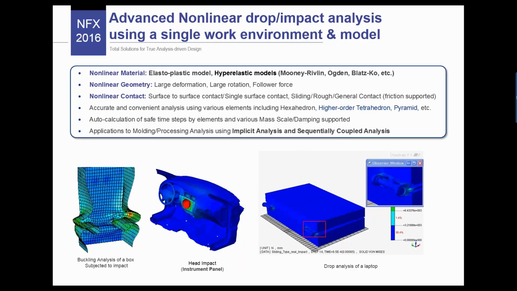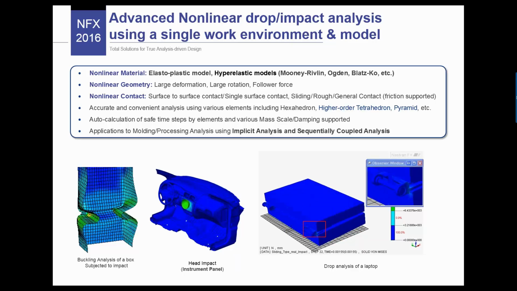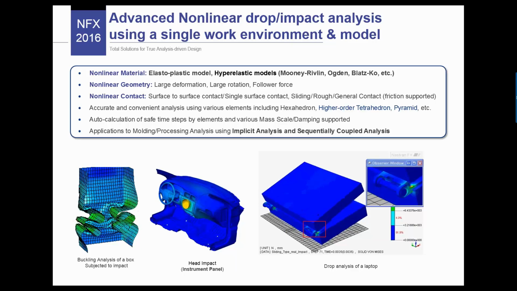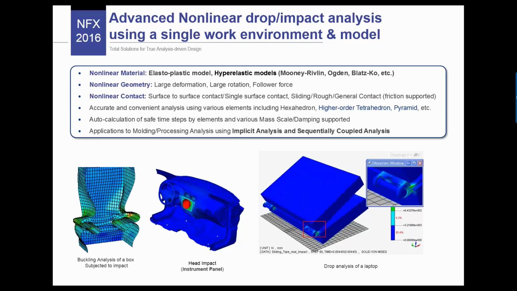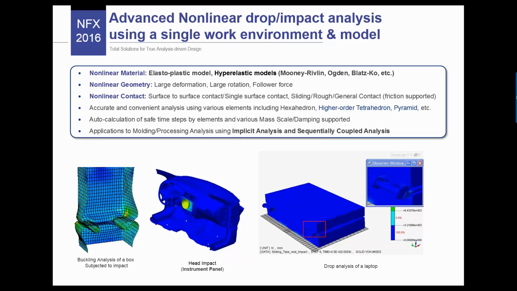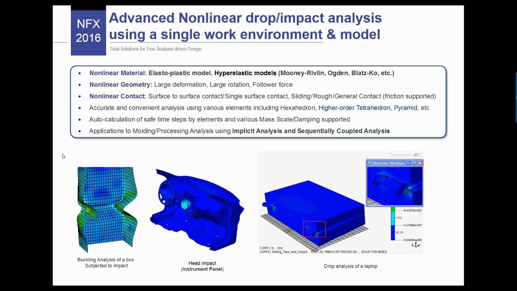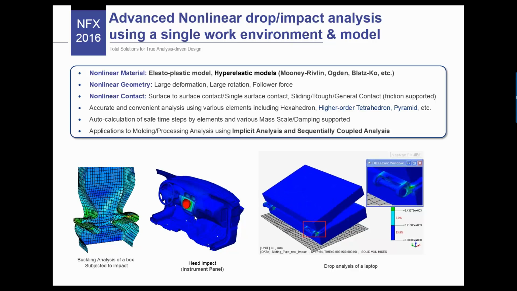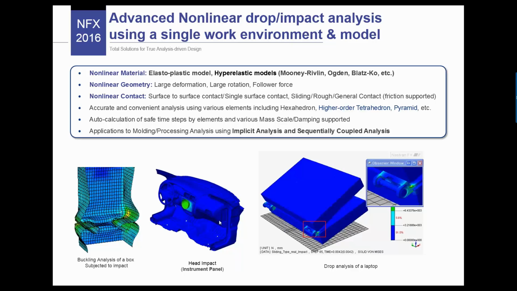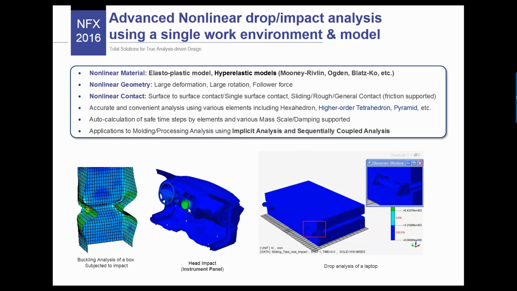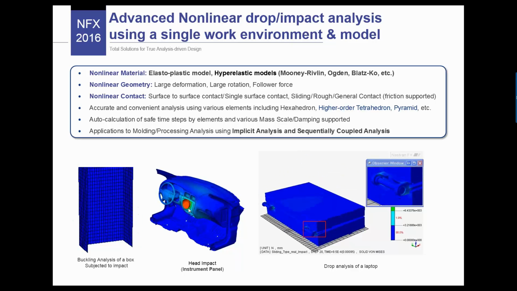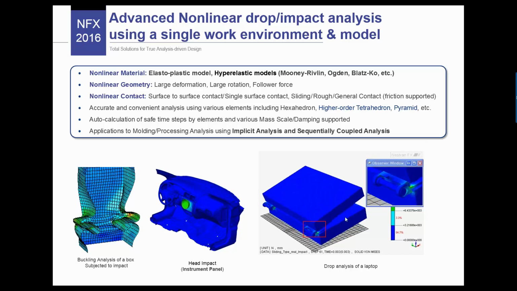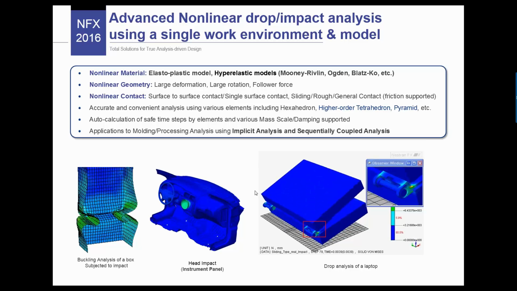And nonlinear explicit analysis, again supporting the three types of nonlinearity, but this time in a dynamic environment. We have explicit and implicit, and both can be coupled together. Explicit is generally used for very short time frame events, like a drop or an impact, like you can see here, the impact of the head on the panel of the car. Whereas implicit is used for a bit longer time steps, so you can couple both to analyze more complex events.